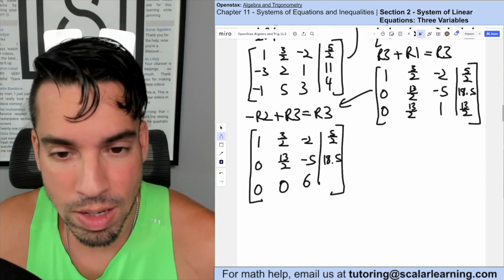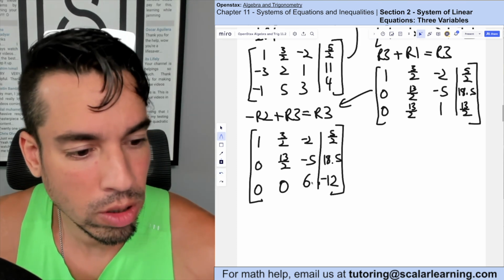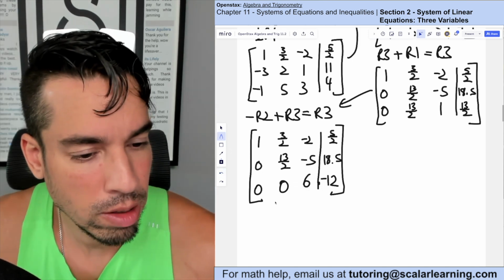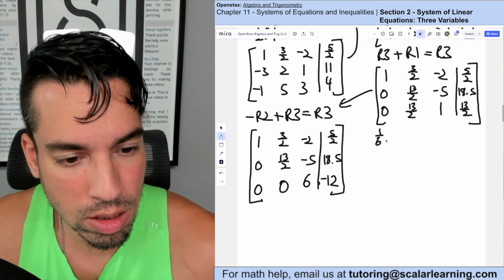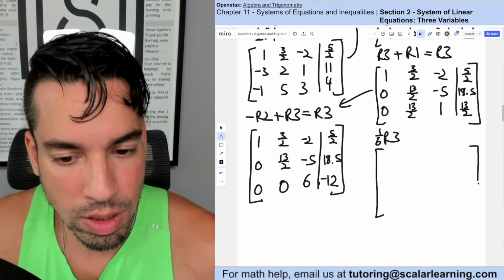-18.5 plus 6.5 is -12. Now, this is pretty interesting because even if I want to work on this row, look at this. I'm almost there. I've almost got a 1 here. I can just multiply row 3 by 1/6, right? 1/6 of row 3. And we've got our nice 1 in that spot.